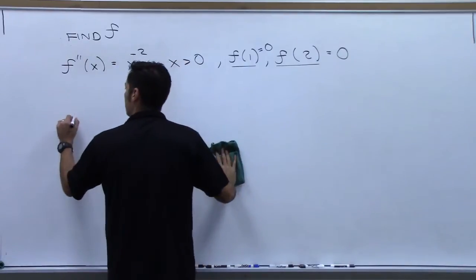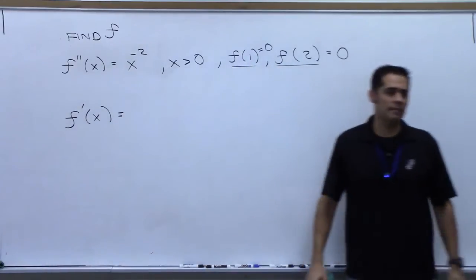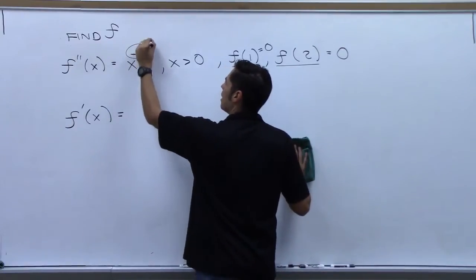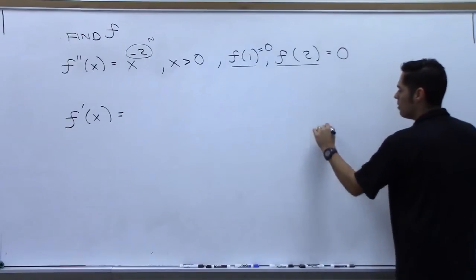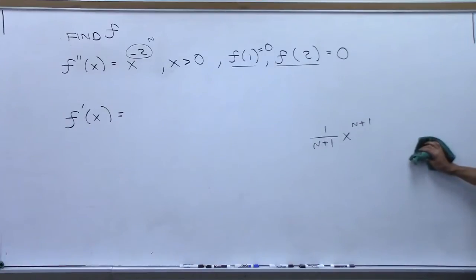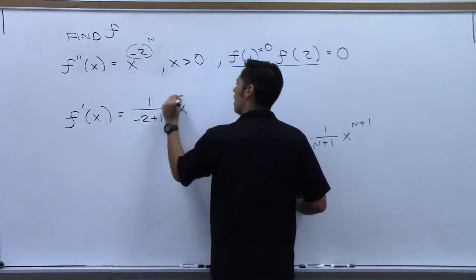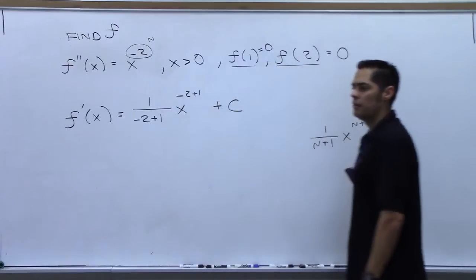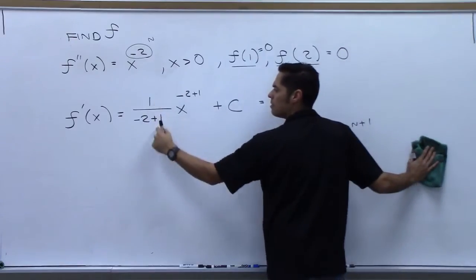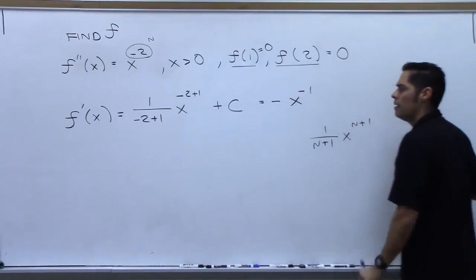So let's start first by trying to figure out what the first derivative is, which means going backwards from this. So what is the antiderivative of that? So this is x to the power, right? That's n. The formula for going backwards is 1 over n plus 1, x to the n plus 1, plus a constant. So this should be 1 over negative 2 plus 1, x to the negative 2 plus 1 plus a constant, if I'm following the formula, right? And what's this? Negative 1? x to the negative 1 plus a constant.